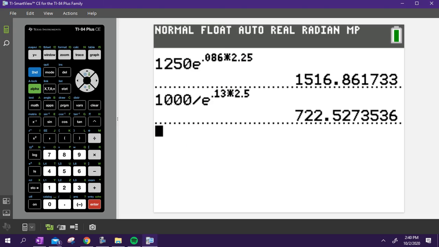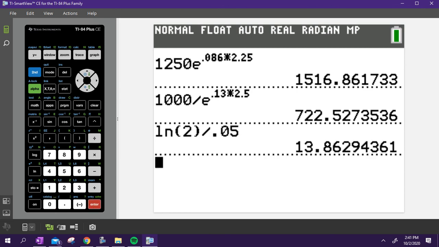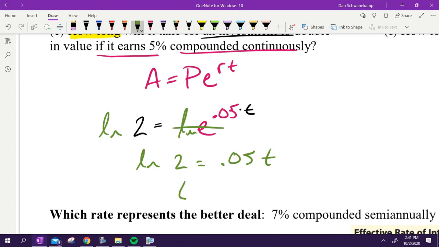So in my calculator, I'm taking the natural log of 2, and I need to divide by 0.05. I get 13.80. I'm sorry, not $13. That is 13.863 years to double my money. Or if I would have put $1 million in, I would have $2 million now.